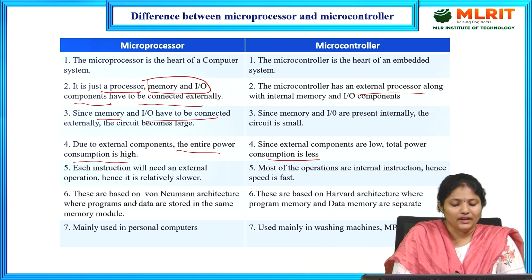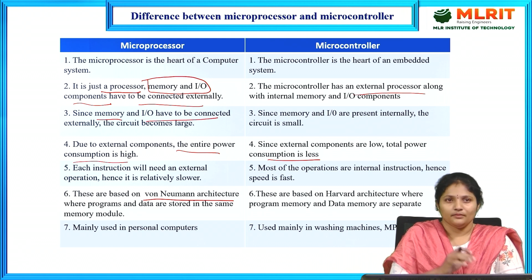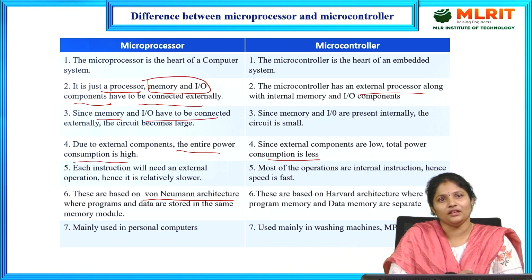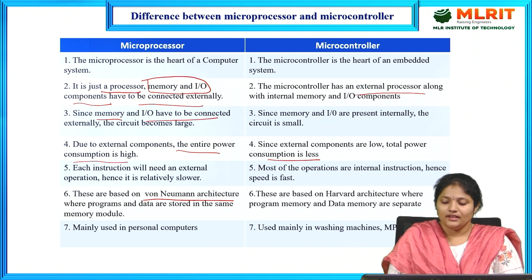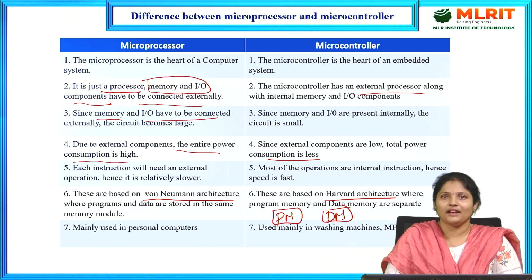Most microprocessors are based upon the von Neumann architecture, as I already told you in the previous slide. Von Neumann architecture supports the same memory for both data and program: the data will be stored in the same memory, and the program also will be stored in the same memory. In the case of a microcontroller, it supports Harvard architecture, so it has different memory slots. To store the program, it has program memory, and to store data, it has data memory like RAM and ROM.